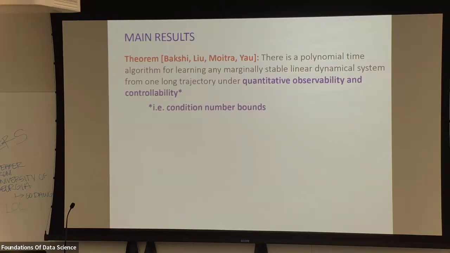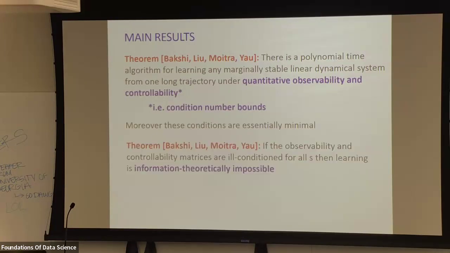Somehow parameter learning is usually the easiest one of these to do. So what I claim, and I'll give you the key ideas in the proof, is that there's a polytime algorithm for learning even under marginal stability, just under controllability and observability. Now you can't assume that they're just full column and row rank respectively, because you need a quantitative bound. So you need a lower bound on the smallest singular value. In particular, you can just assume that we have condition number bounds on these matrices. And what I claim is that we'll have an algorithm that's even polynomial in the condition number bounds.